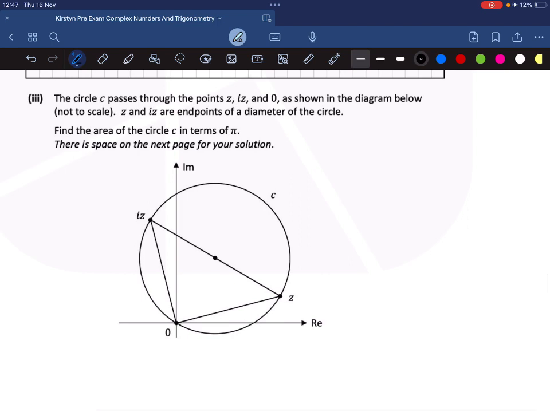The circle C passes through the points z, iz, and 0 as shown in the diagram below. z and iz are endpoints of the diameter of the circle. Find the area of the circle C in terms of pi. There is space in the next page for your solution.